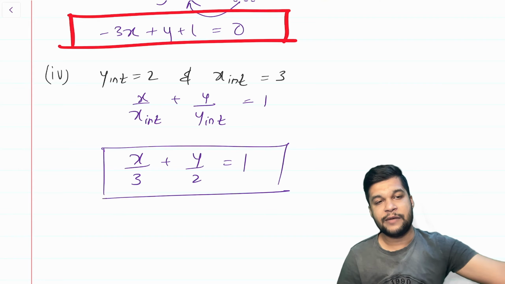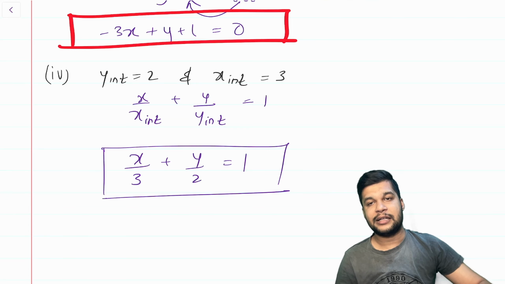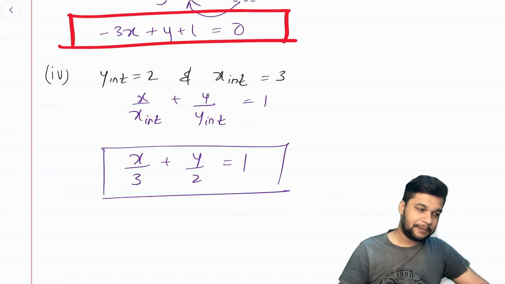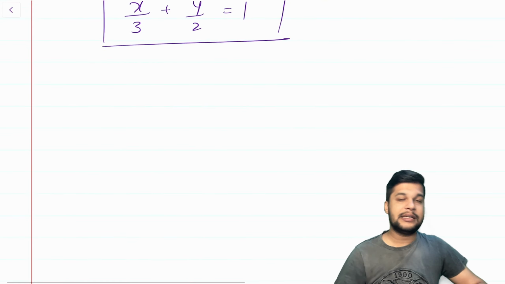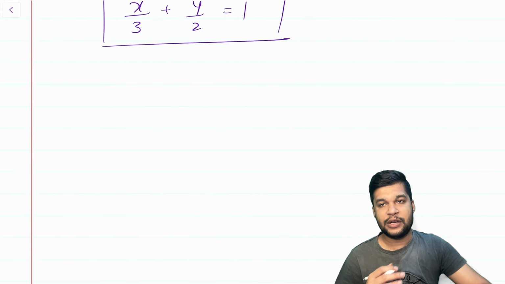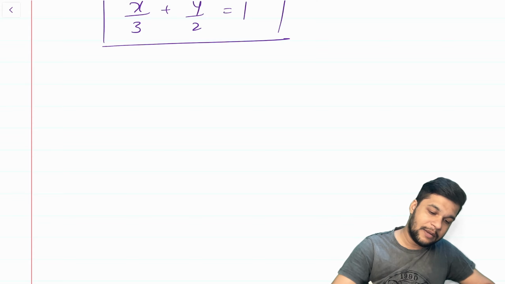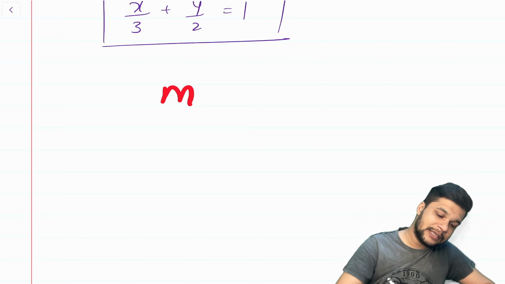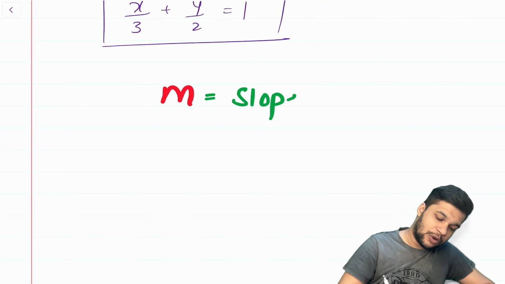So what I mean to say is that the straight line can be written in any one of these four forms. Okay, now let's move ahead. There is a term that we have used very often in all the four forms. The term that we used was m. What is m? M is your slope, or you call it gradient.